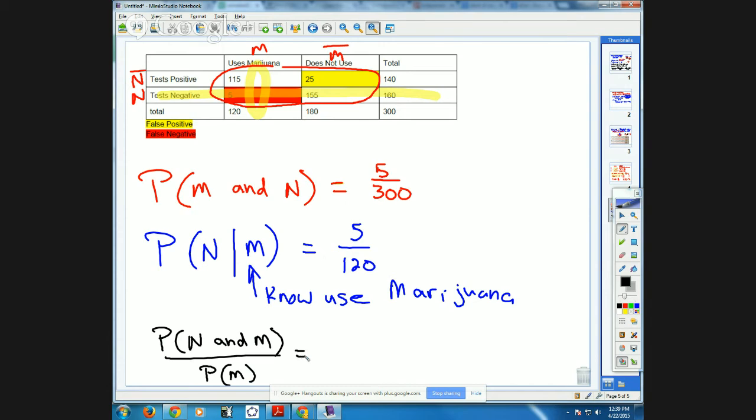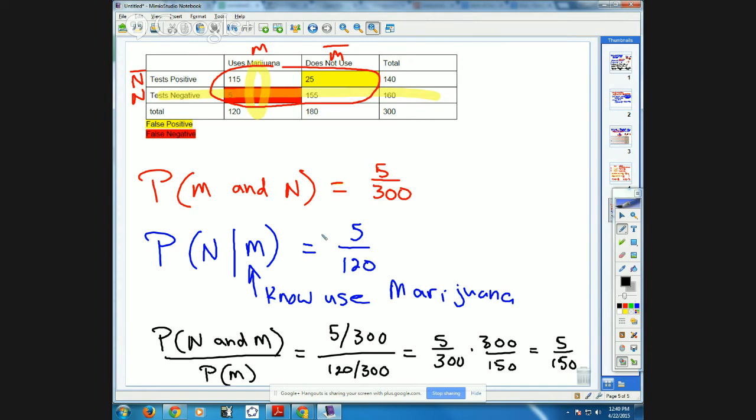Okay, so the probability that they tested negative and used marijuana, well, we already did that. That is 5 out of 300. Divide by the probability that they use marijuana. Well, there are 120 people that use marijuana in the survey, so the probability is 120 out of 300. And if I apply my little arithmetic jiggery-pokery to that, I get 5/300 times 300 over 120. The 300s cancel conveniently, leaving me 5 over 120. Okay, same answer, 2 different ways to get it.